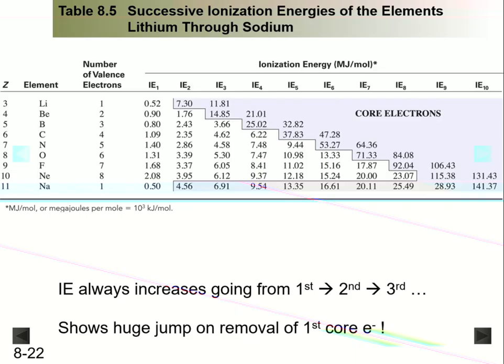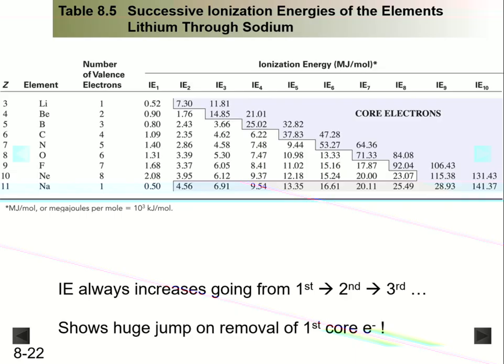Now let's look at the successive ionization energies of the elements along the second row of the periodic table, from lithium all the way over to neon, and then following that with one element from the third row, that is sodium. So you can see in the unshaded area are the ionization energies for the outer electrons, that is, the ones with the highest principal quantum number. So for example, with lithium, the first ionization energy is 0.52, but the second ionization jumps up more than 10 times to 7.3 megajoules per mole.